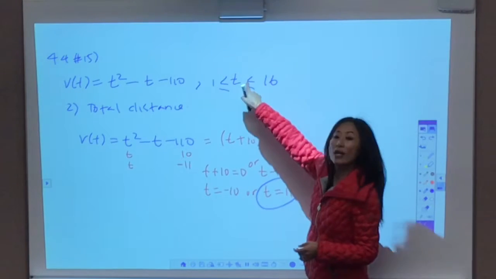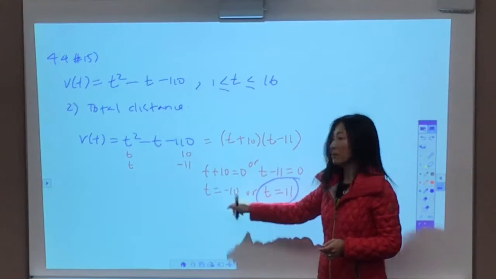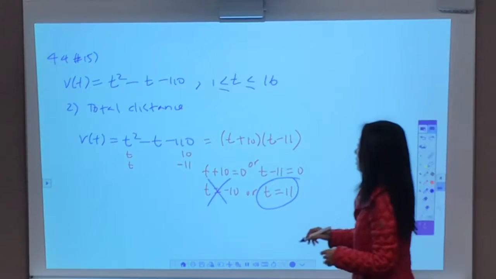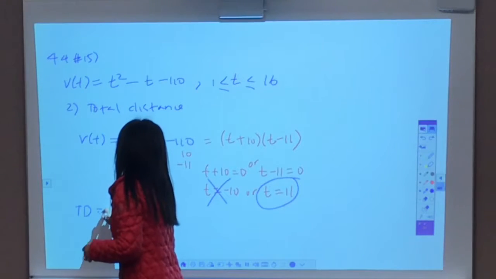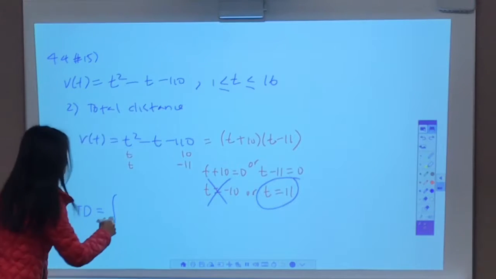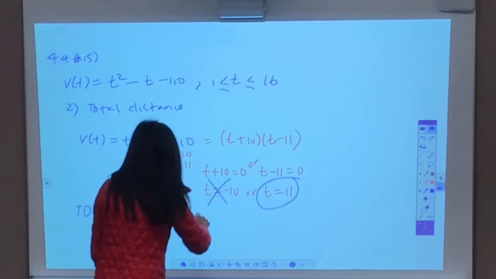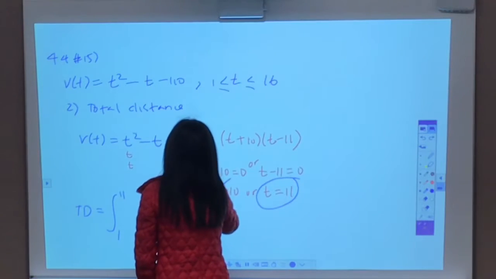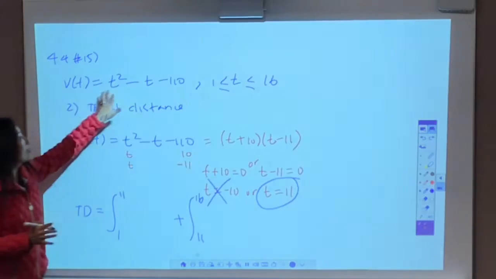Because this is in between where? The given limit. And also this is a negative number, so I don't care about this one. This is the wrong one to use. So to find the total distance, I'm going to do between where? From 1 to 11, and plus 11 to 16. So as I said before, don't worry about it. I'm just going to use it just like this.